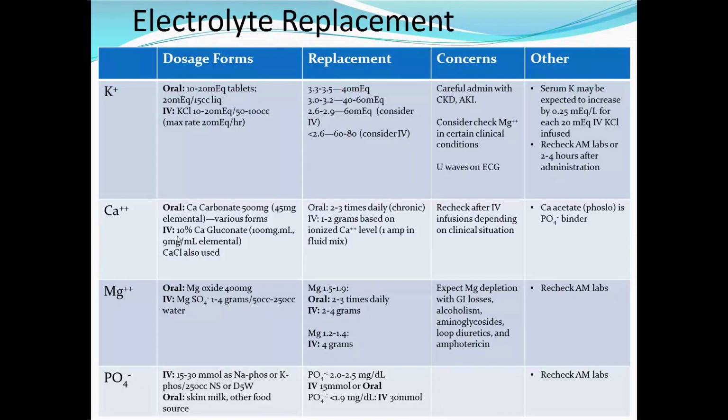The serum potassium may be expected to increase by about 0.25 milliequivalents per liter for every 20 milliequivalents given, but that is quite variable, because depending on what the underlying problem is and what their total body potassium is, with all that potassium that's intracellular, your serum potassium may correct at very different rates. So you need to be cautious about that, particularly if they have any chronic or acute kidney dysfunction. We just need to slow things down and check, give smaller aliquots and check more frequently.